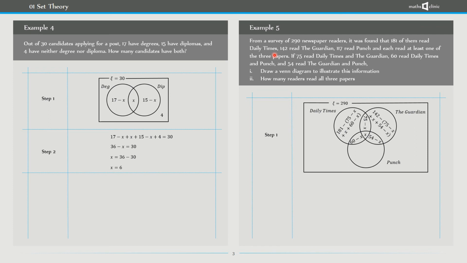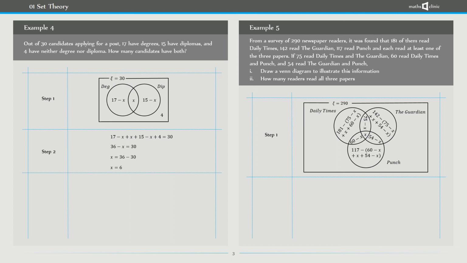You do the same for the Guardian. We have 142 people that read the Guardian, and we subtract everything here from the Guardian. Do the same thing for the Punch. We have 117 people that read the Punch, and we subtract everything we have here to get this. Now I believe we're done with our Venn diagram. How do we go about solving for the number of readers that read all three papers?